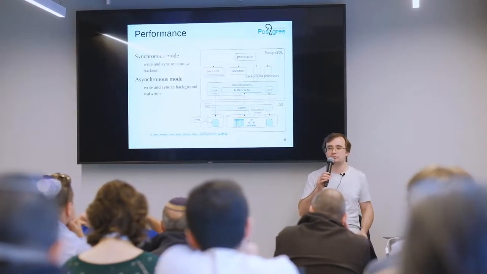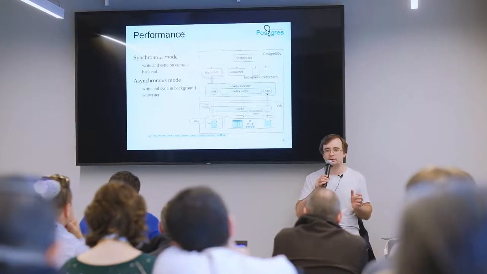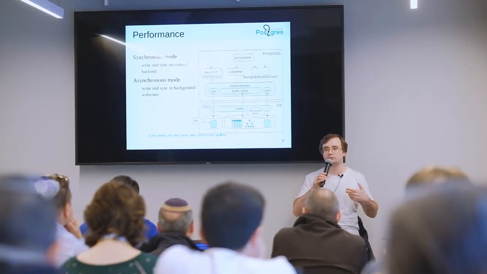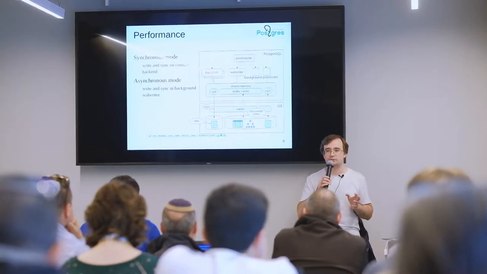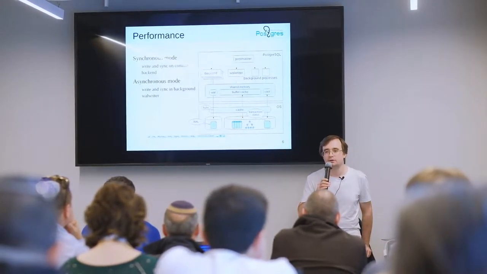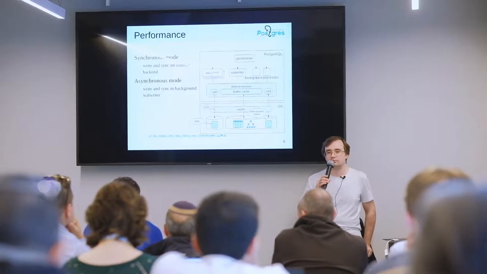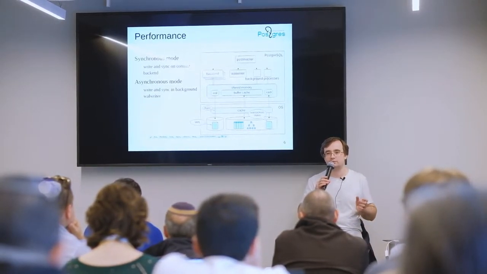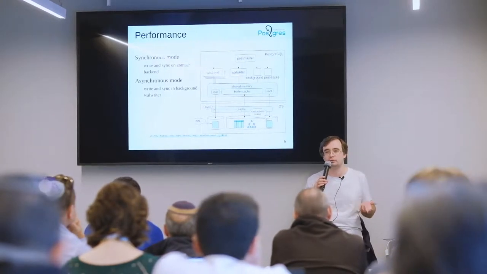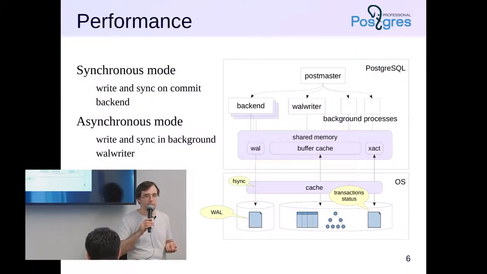but there is some period of time after your commit command when you can lose your data in case of failure. With default settings, it's about half a second. So if Postgres crashes within half a second of your commit command, you can lose your committed data. But it works more efficiently. So you can choose which is better for you, to work at higher speed or to guarantee reliability.